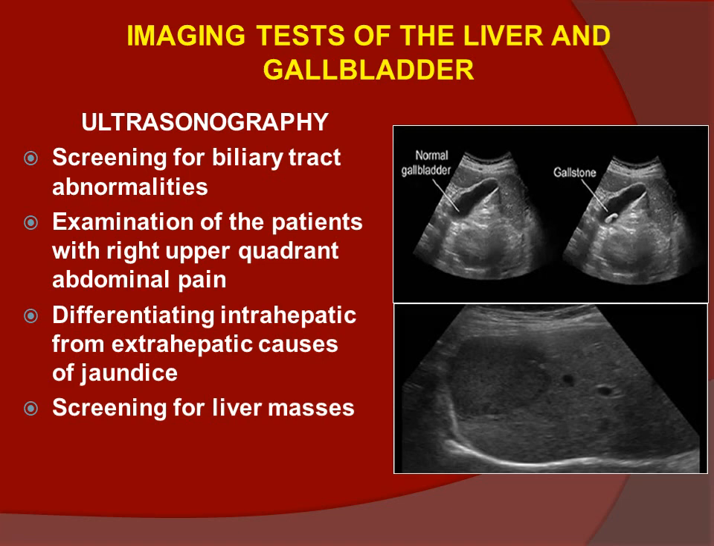Ultrasonography, traditionally done transabdominally and requiring a period of fasting, provides structural but not functional information. This is the least expensive, safest, and most sensitive technique for imaging the biliary system, especially the gallbladder. Ultrasonography is the procedure of choice for screening for biliary tract abnormalities, for examination of patients with right upper quadrant abdominal pain, for differentiating intrahepatic from extrahepatic causes of jaundice, and screening for liver masses.